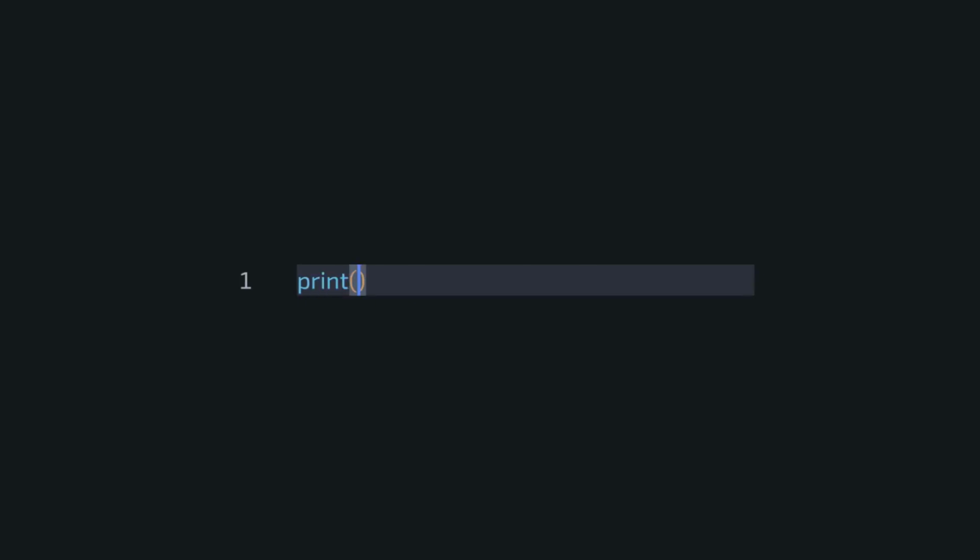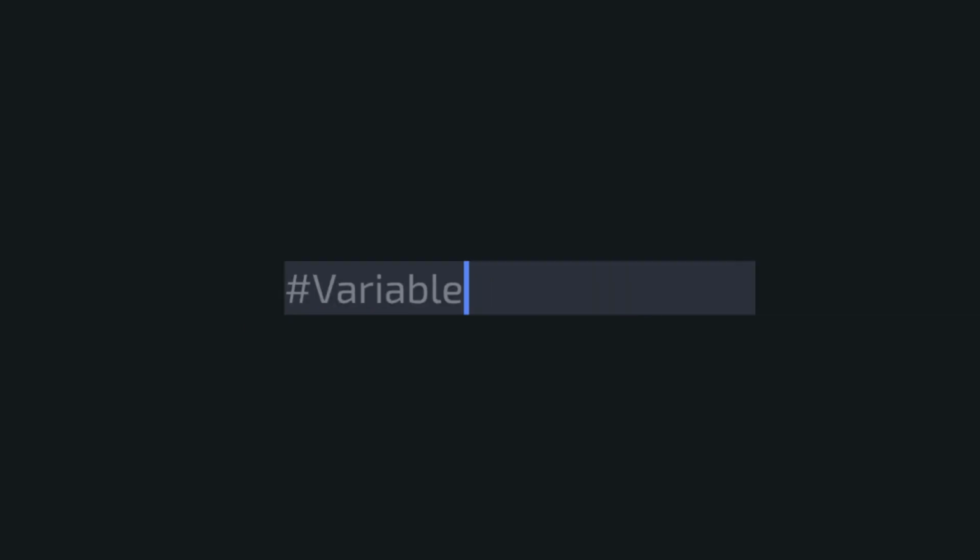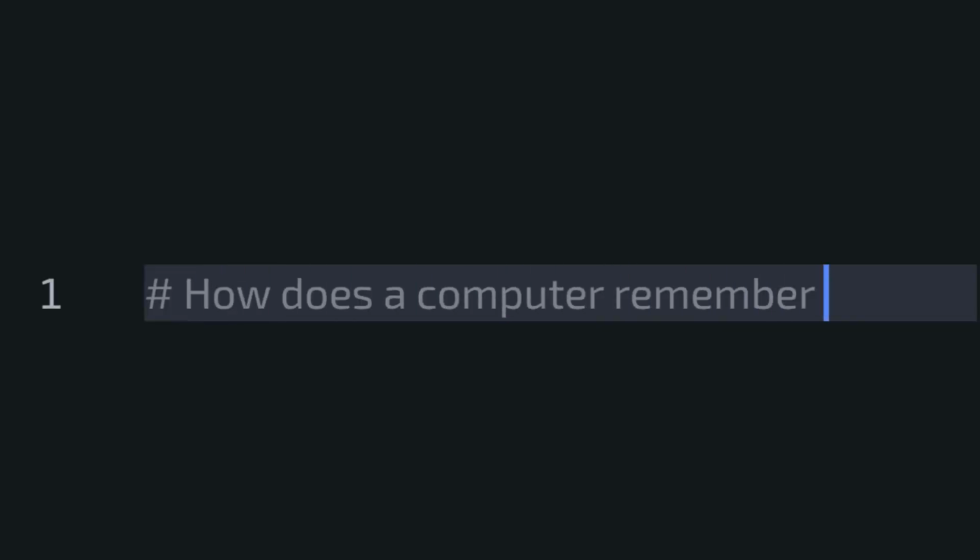In the previous video, you wrote your first Python program. Now it's time to understand something even more important: variables and data types. Don't worry, I will make this as simple as possible. Let's start with a question. How does a computer remember information?